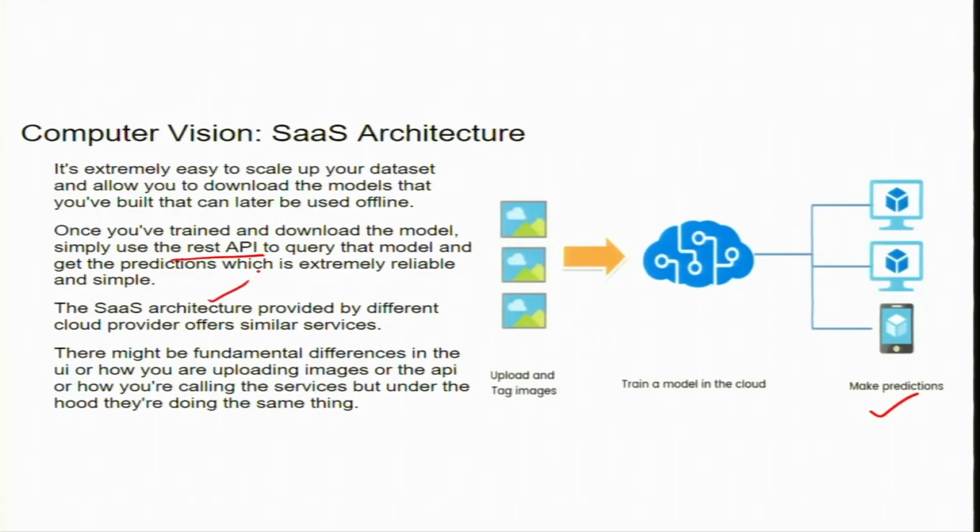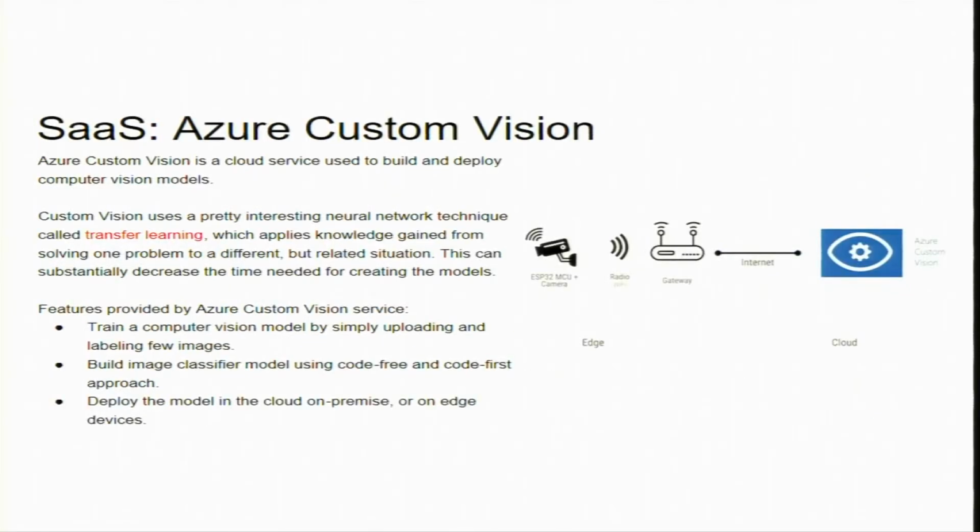So, therefore, the software as a service which is being provided as a platform by different cloud providers for doing this computer vision service is quite similar. It depends upon the choice of the client or the developer. There might be fundamental differences in the UIs and APIs which you are calling for the service under the hood. So, we will be going into more detail discussing that.